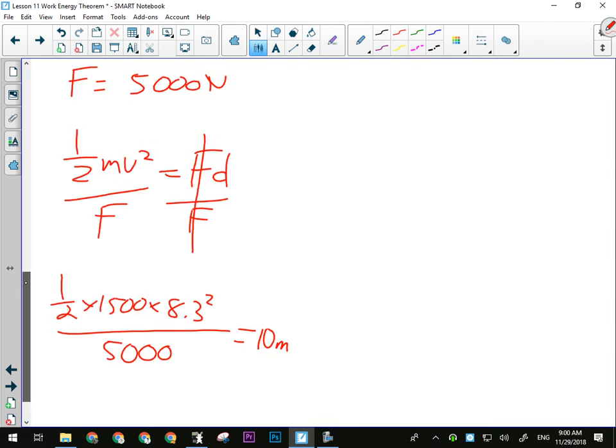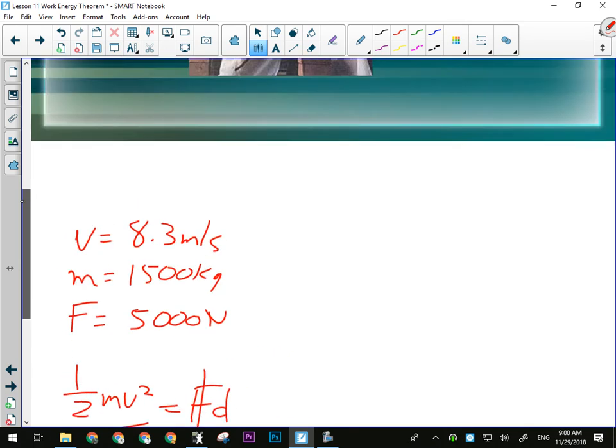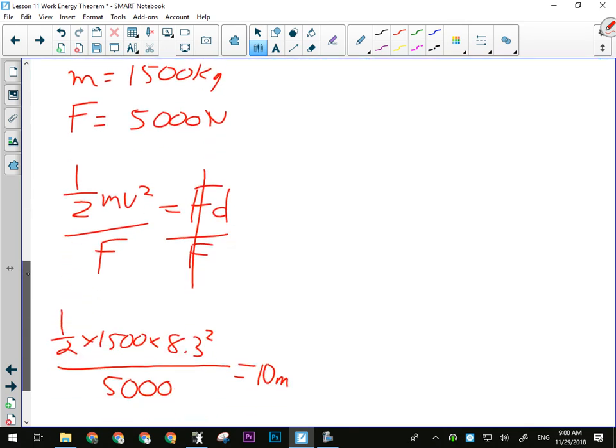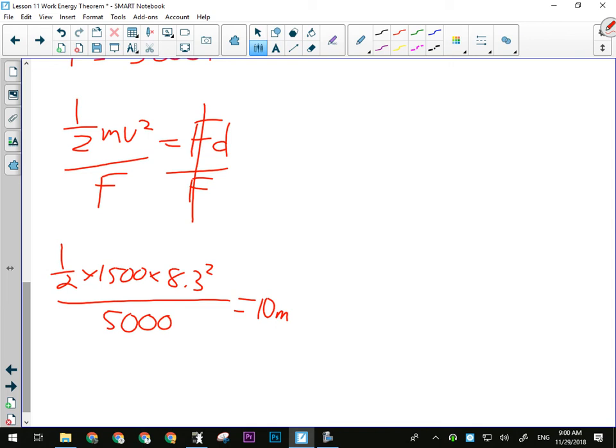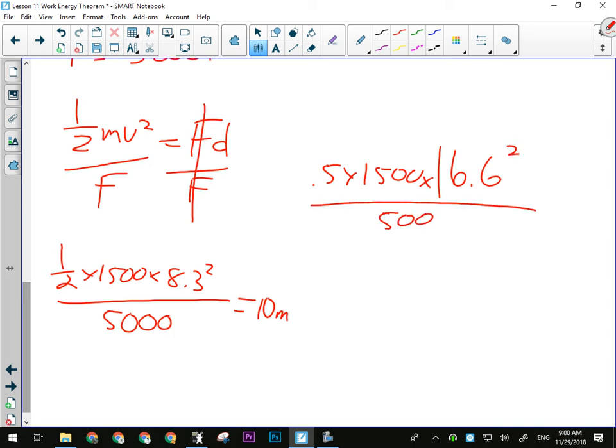Okay, if somebody is going twice the speed limit, they're not going 8.3 meters per second, they're going 16.6. Okay, so let's plug in all these numbers, but with 16.6 in there. So 0.5 times 1500 times 16.6 squared divided by 5,000 newtons.